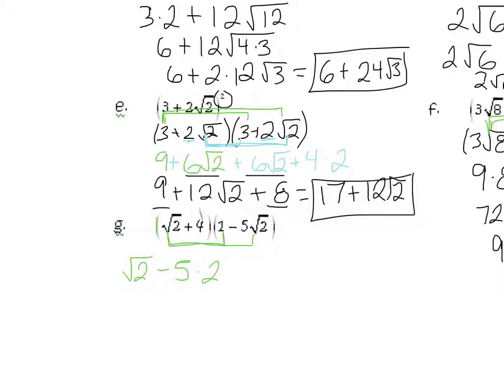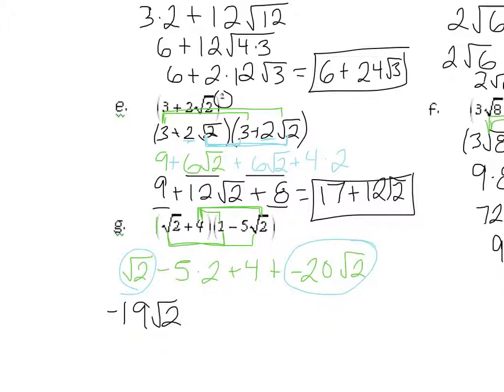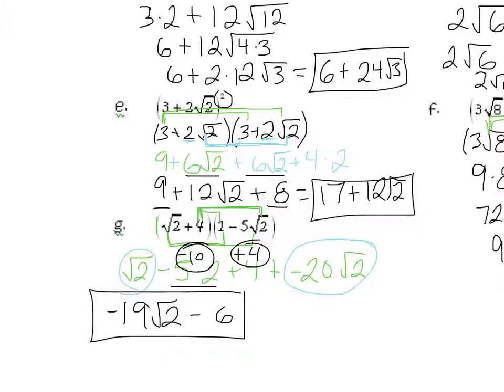Now my inners, 4 times 1 is 4, plus 4 times negative 5 is negative 20 square roots of 2. Alright, so now I've got a positive square root of 2 and a negative 20 square roots of 2, negative 19 square roots of 2, and I've got a negative 10 and a positive 4, which gives me a negative 6. There we go. Wham bam.